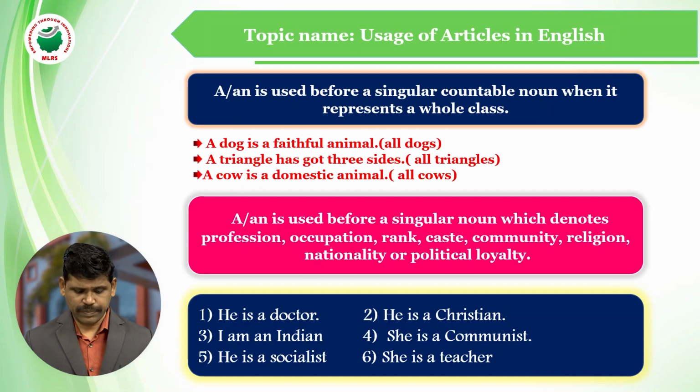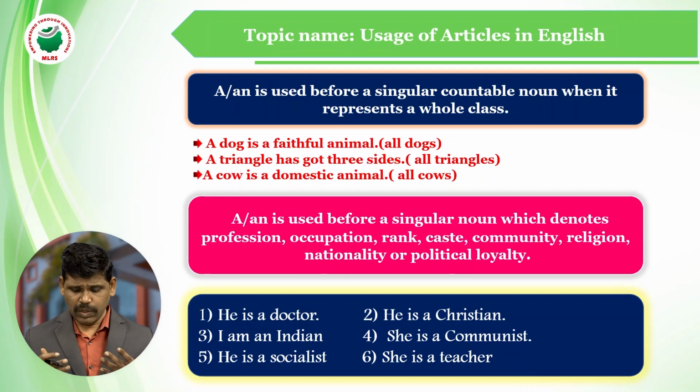That means all dogs. A triangle has three sides, that means all triangles. A cow is a domestic animal, that means all cows we can domesticate. So "a cow" means all cows. A cow is a domestic animal.